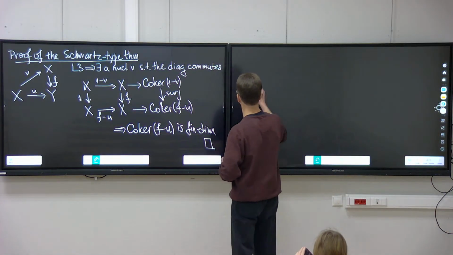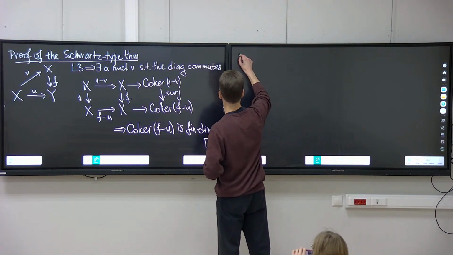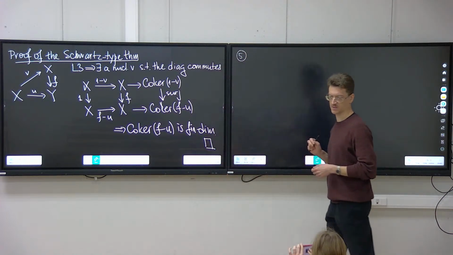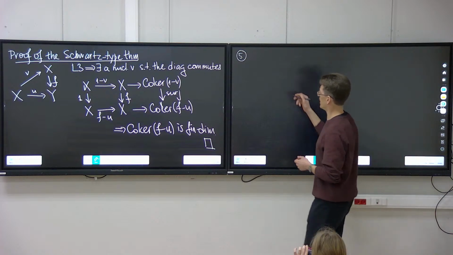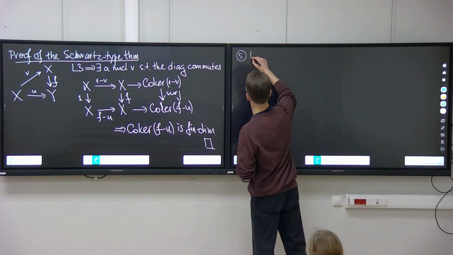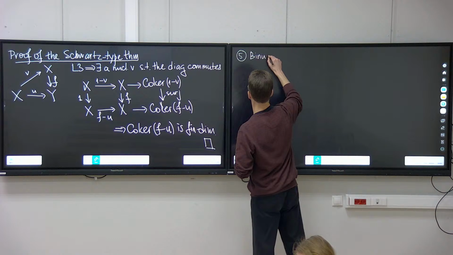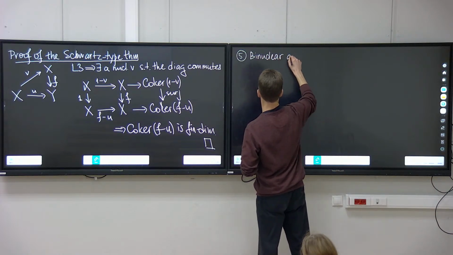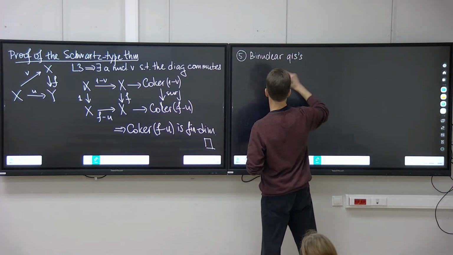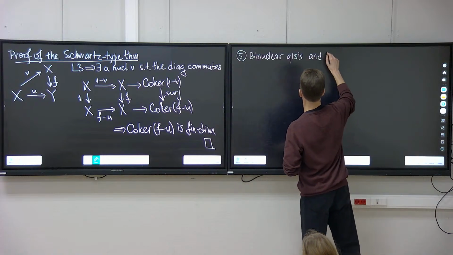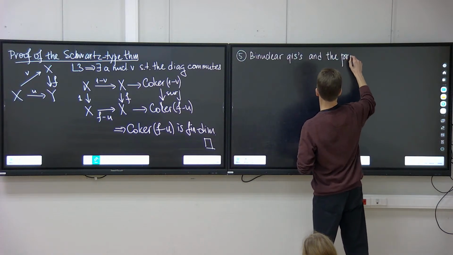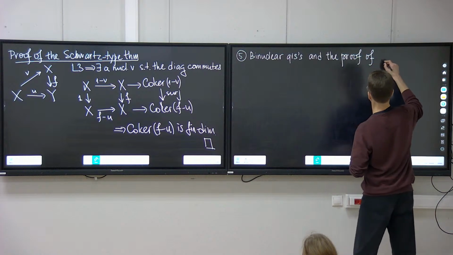The last step, step number 5, in our proof of the Cartan-Serre theorem, will be about binuclear quasi-isomorphisms and the proof of the Cartan-Serre theorem.